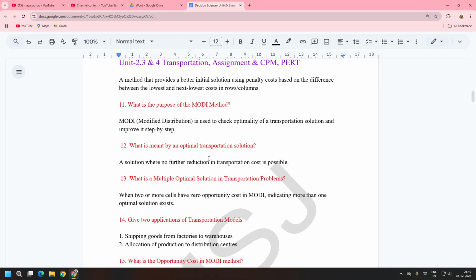What is meant by an optimal transportation solution? A solution where no further reduction in transportation cost is possible. That is optimal. There is no chance to reduce the transportation cost. What is the multiple optimal solution in transportation problem? When two or more cells have zero opportunity cost in MODI, indicating more than one optimal solution exists.